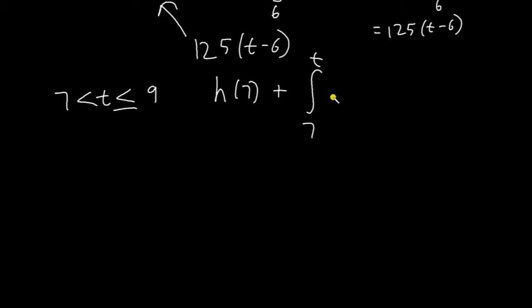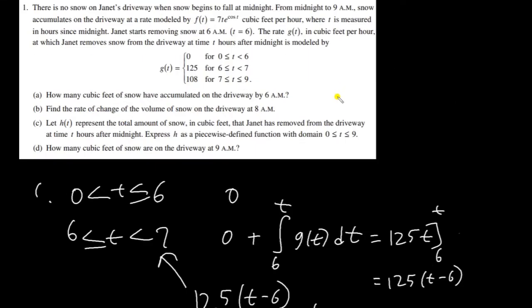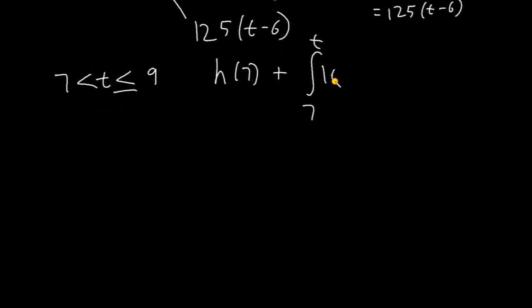And then in this case, g of t is going to be 108, because that's what g of t is between 7 and 9. So it'll be 108 dt. Okay? This is how much snow she's removed at time t equals 7, and then this is for whatever time. So if, for example, it's t equals 8, then we'd integrate from 7 to 8. That would get us the total amount of snow removed from 0 to 8, right? 0 to 7, and then 7 to 8.